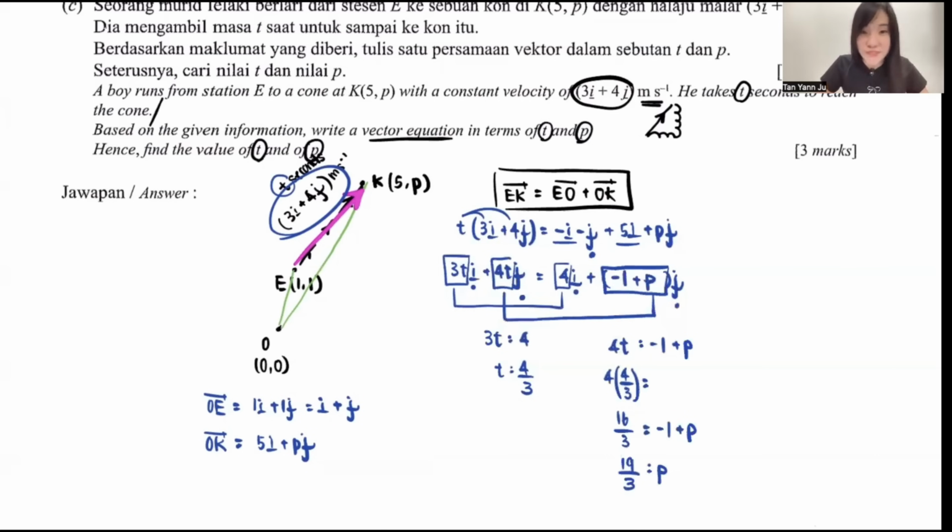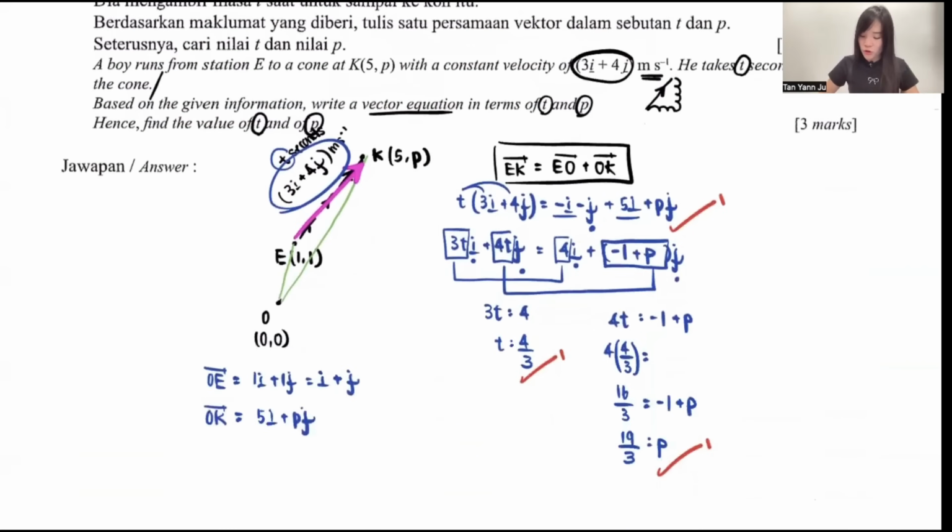Yay! That's 3 marks, my dear. The moment you can get the equation, they give you 1 mark, okay? And then the moment you can get your t answer, 1 mark, you can get your p answer, 1 mark. So 3, 2, 1. Altogether, this question is worth 6. That can, right? I move on lah. 5, 4, 3, 2, 1.